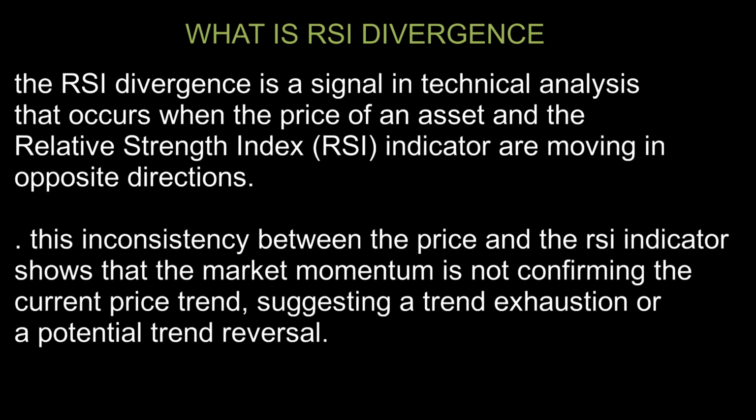The RSI divergence is a signal in technical analysis that occurs when the price of an asset and the Relative Strength Index indicator are moving in opposite directions. This inconsistency between the price and the RSI indicator shows that the market momentum is not confirming the current price trend, suggesting a trend exhaustion or a potential trend reversal.